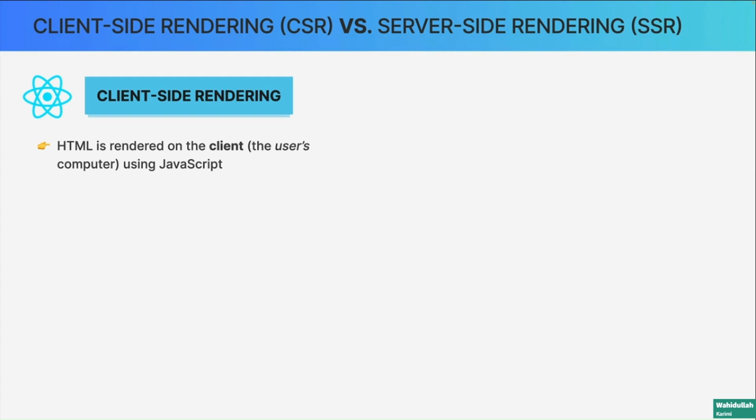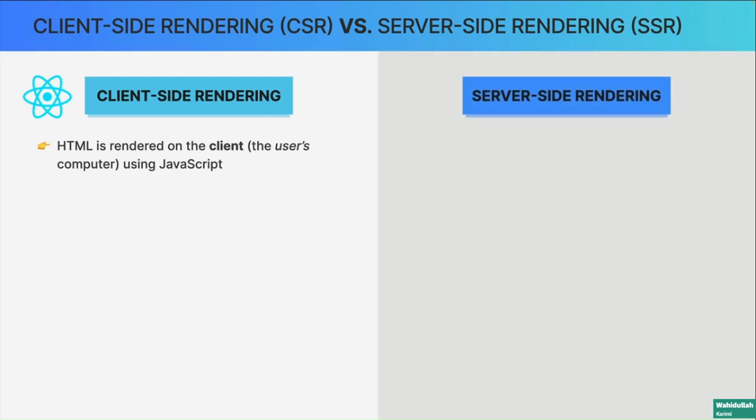Now, on the other hand, in server-side rendering, the HTML is generated up front on a web server, and the server then sends the already generated website to the client whenever it's requested. So, in this scenario, we shifted the work of rendering from the user's to the developer's computer, or at least a computer that the developer controls.